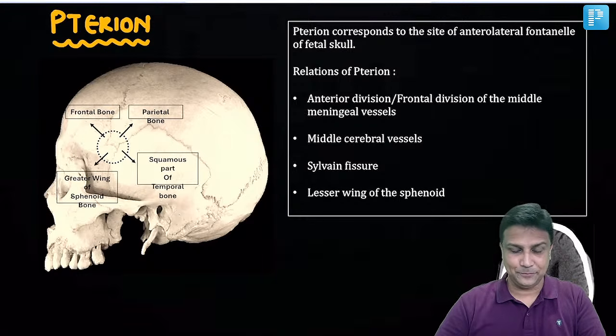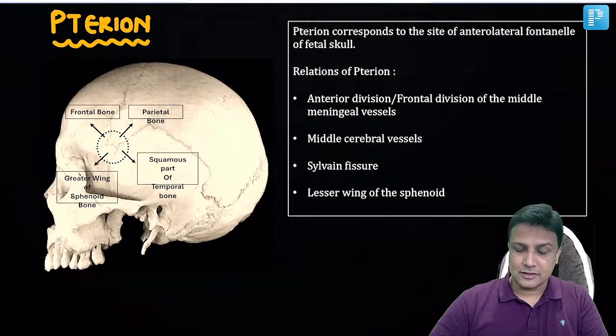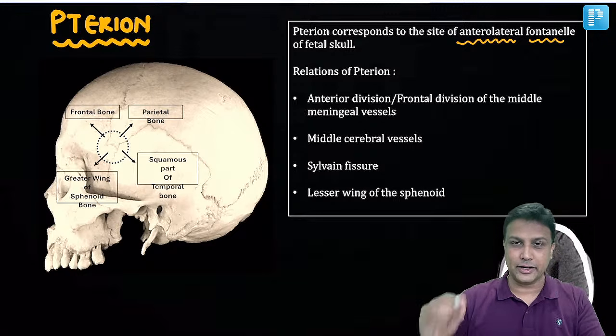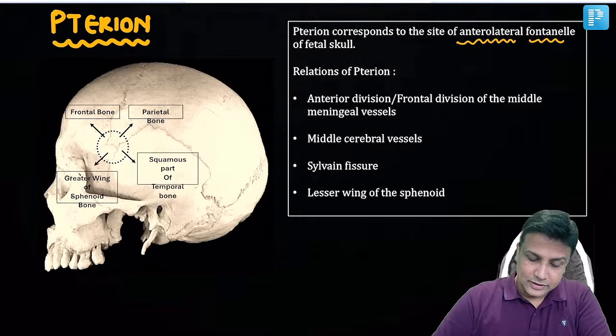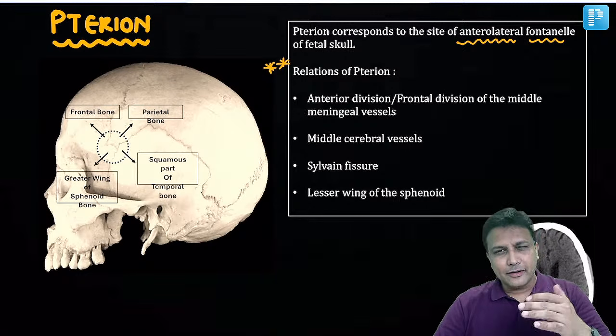Now basically what you have to remember here is point number one: the pterion corresponds to which fontanelle? It corresponds to the anterolateral fontanelle. Fine. Now this is something important for your INI-CET exam. Recently also one question was asked from here. What are the relations of the pterion?